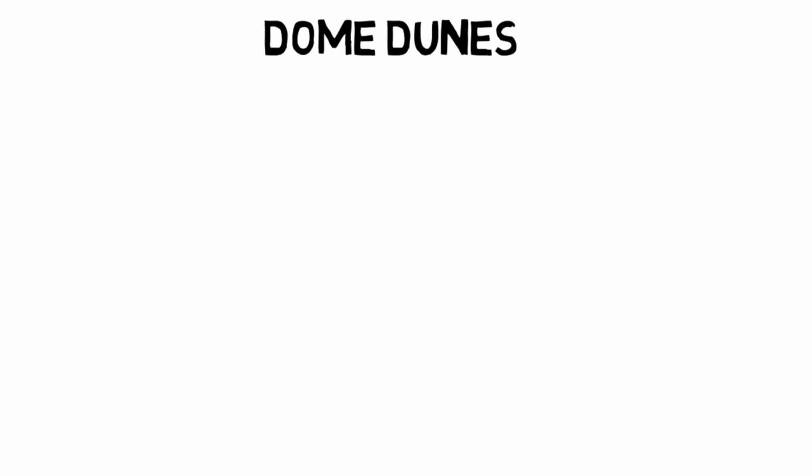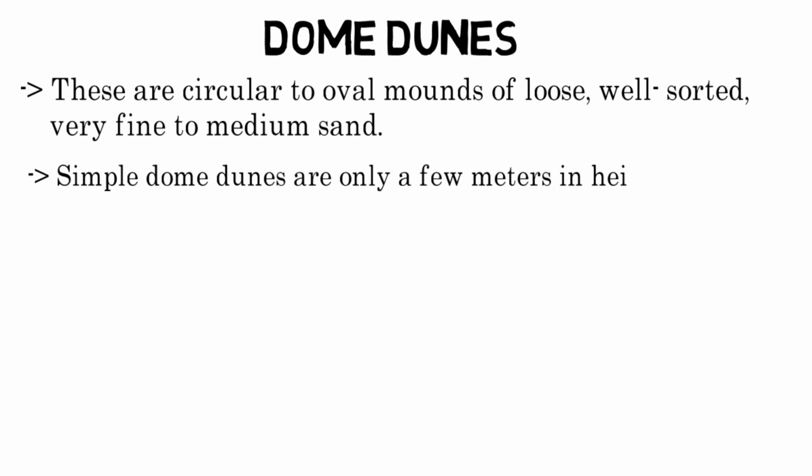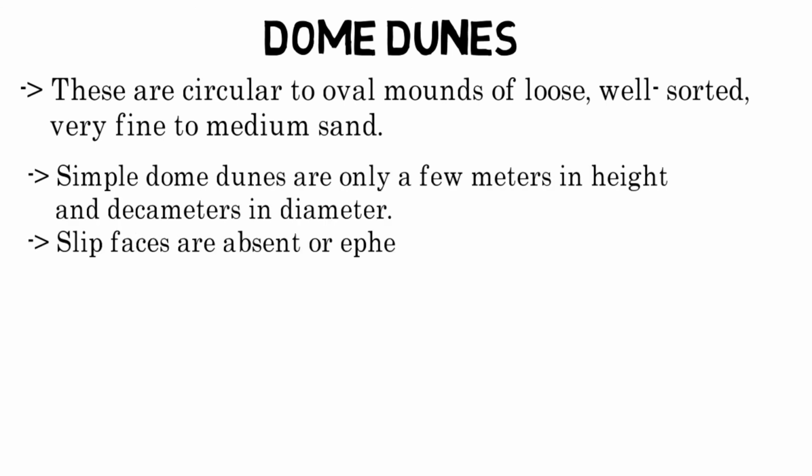Dome dunes. These are circular to oval mounds of loose, well-sorted, very fine to medium sand. Simple dome dunes are only a few meters in height and decameters in diameter. Slip faces are absent or ephemeral and only a meter.